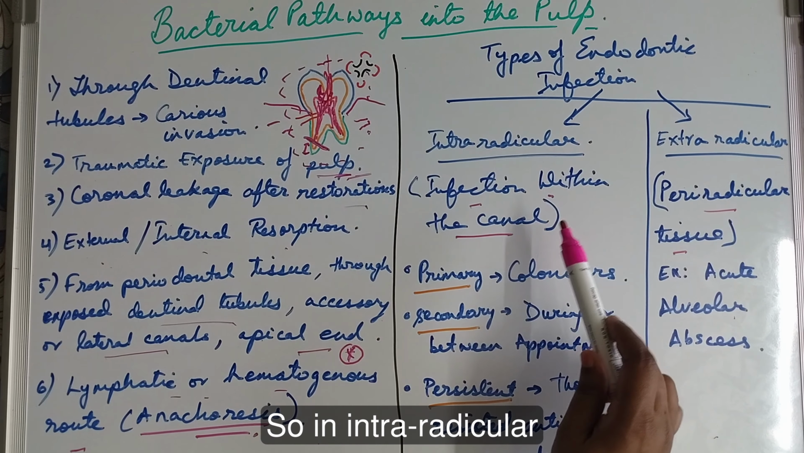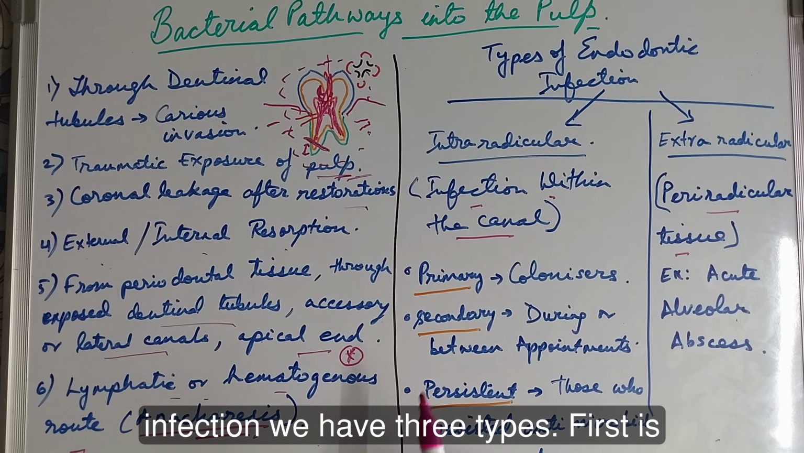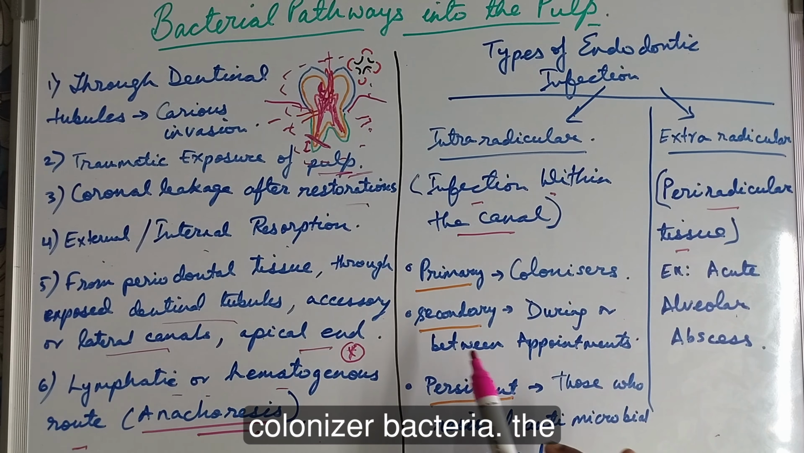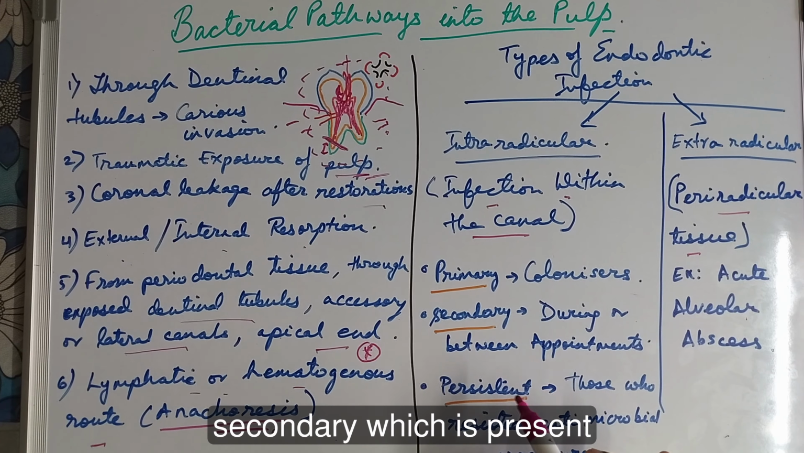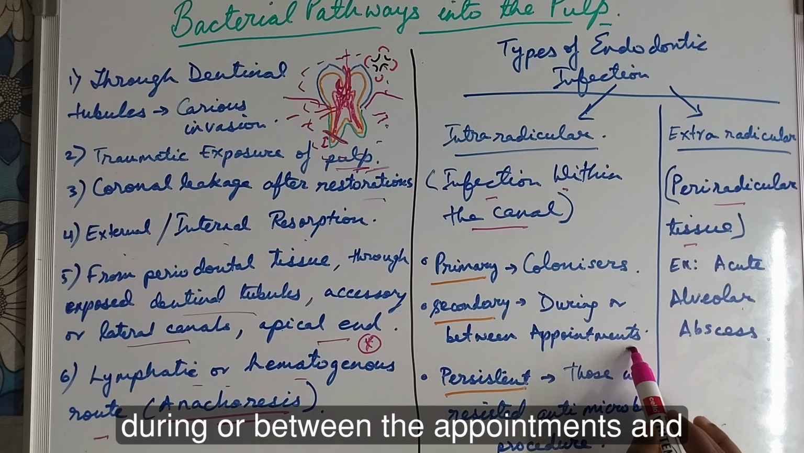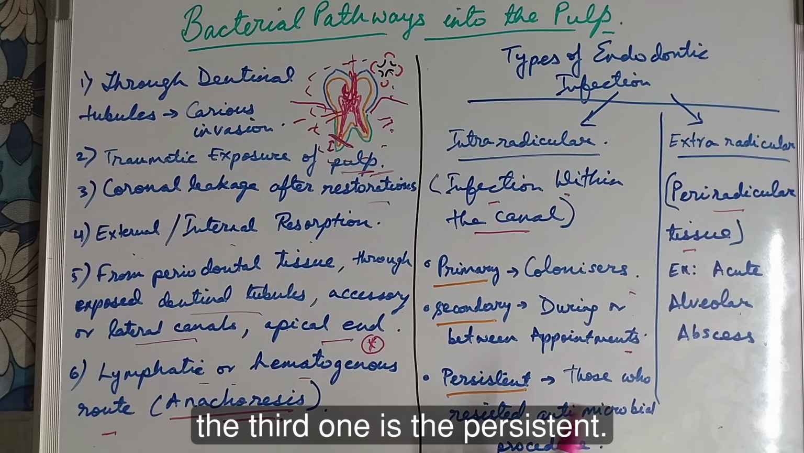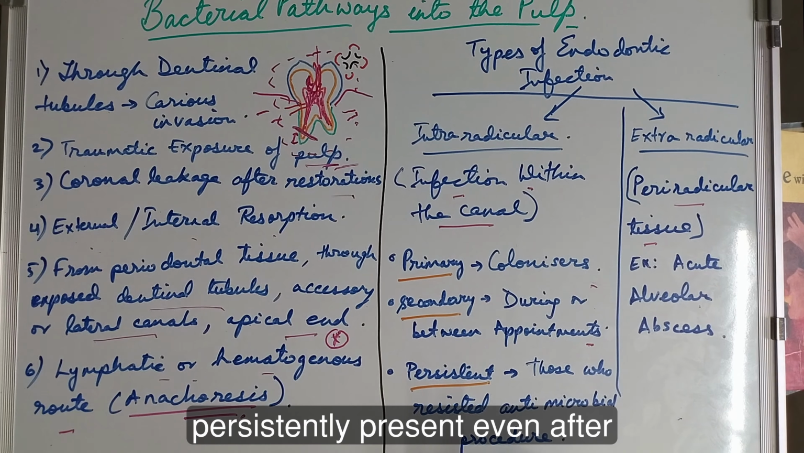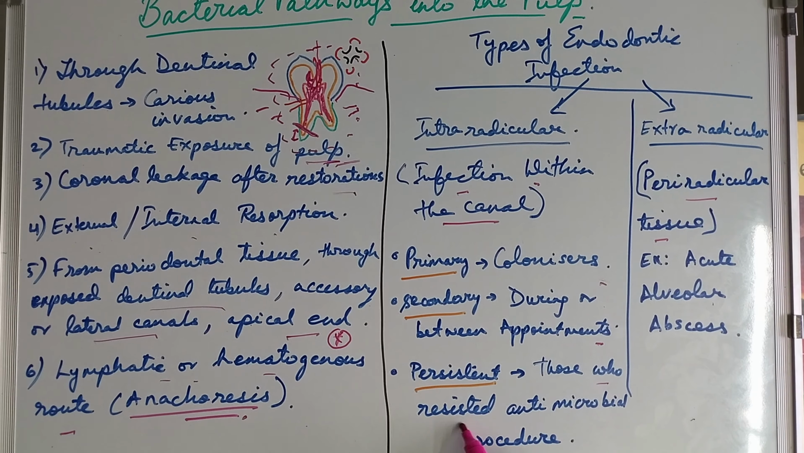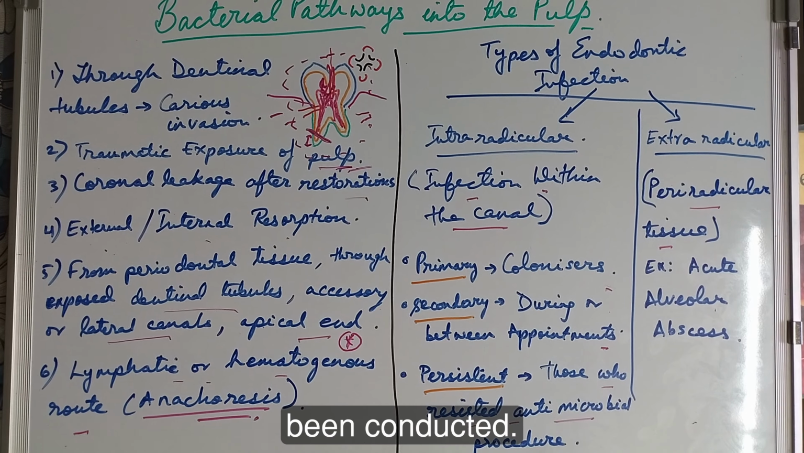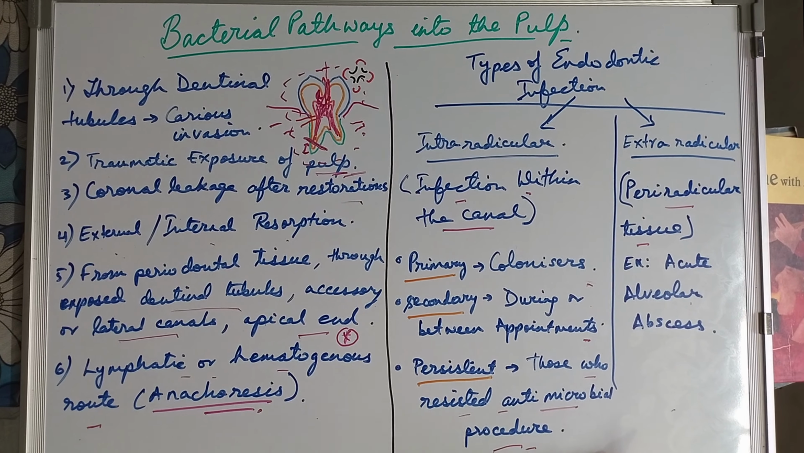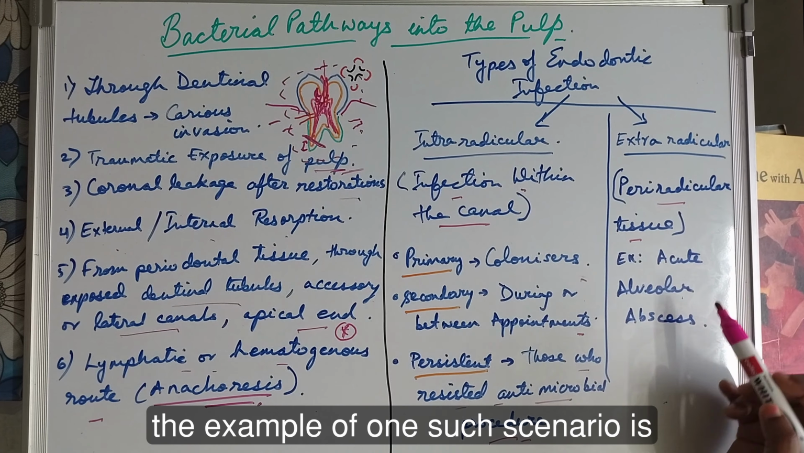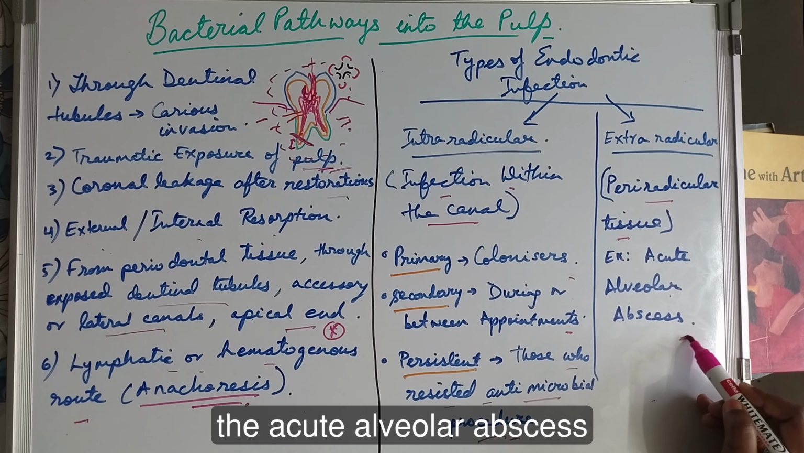So in intraradicular infection, we have three types. First is the primary, which is caused by the colonizer bacteria. The secondary, which is present during or between the appointments. And the third one is the persistent. Those bacteria are the ones which are persistently present even after a thorough antimicrobial procedure has been conducted. So in extraradicular, the example of one such scenario is the acute alveolar abscess.